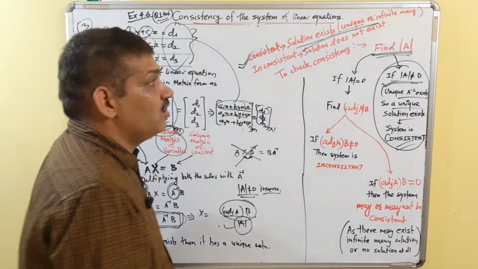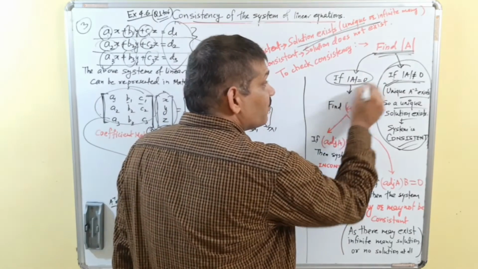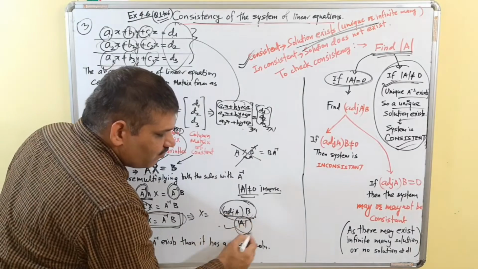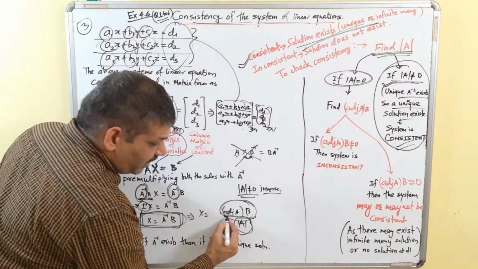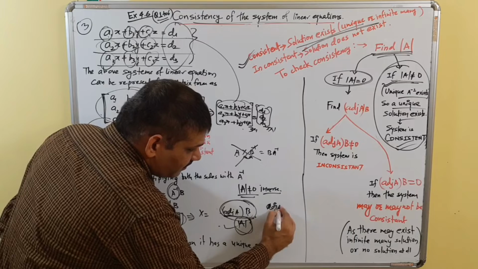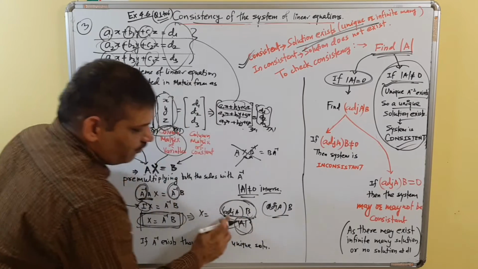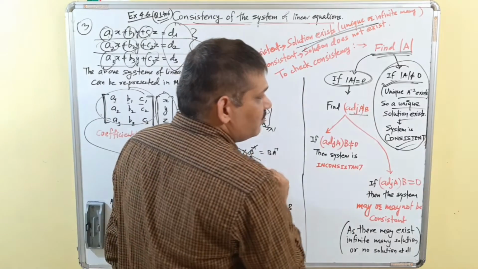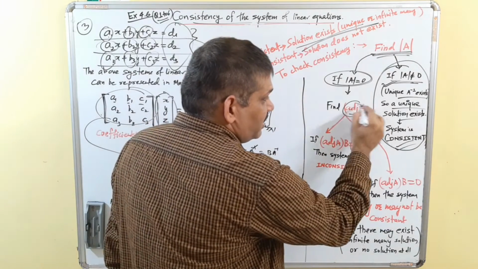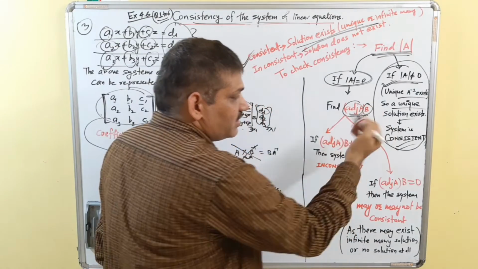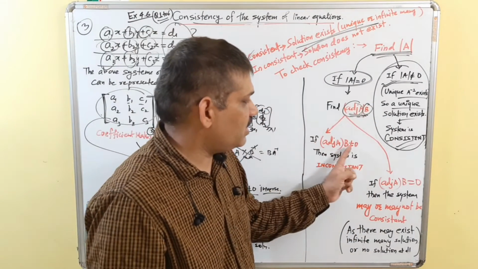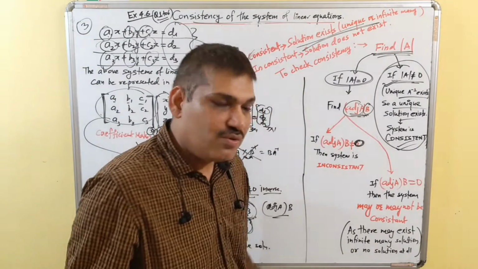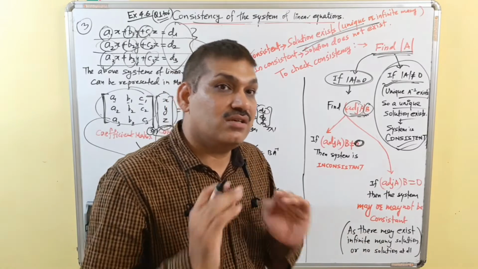Now let's talk about when determinant A is 0. Then we find whether it is taking the 0 by 0 form or what. That is, we find the value of adjoint A into B. How do we do it? Adjoint A is a matrix and B is a matrix. The product of these two matrices will be a matrix. If this matrix is a non-zero matrix, then the system is inconsistent.